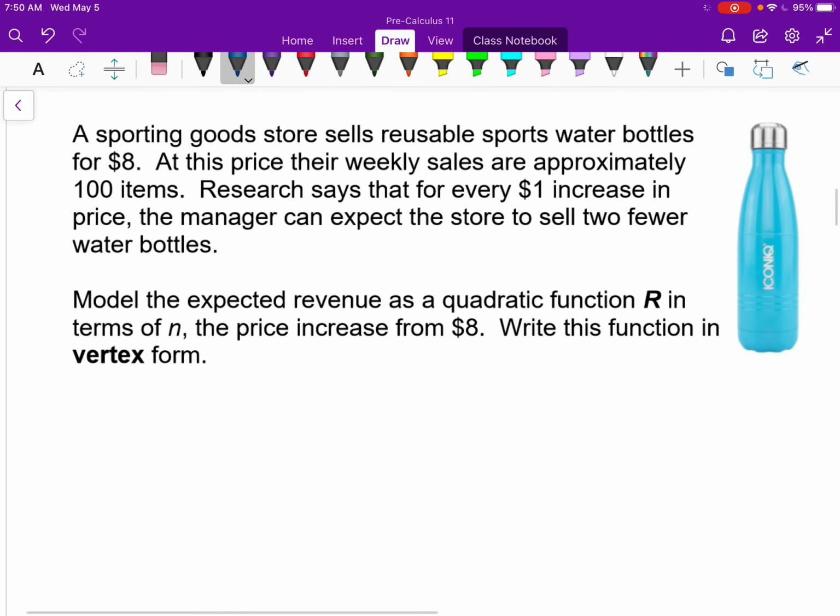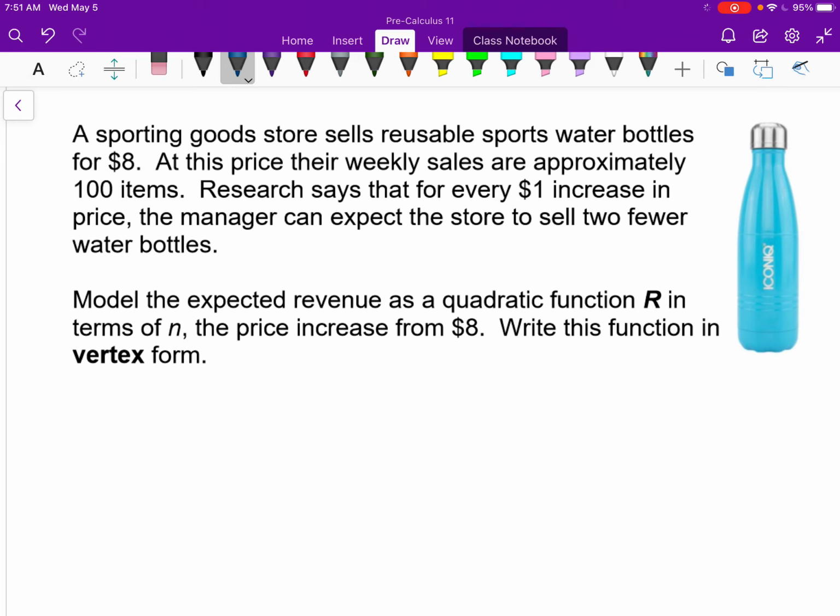So as it says here, a sporting goods store sells reusable sports water bottles for $8. At this price, they sell approximately 100 items per week. A survey of some sort says they predict that for every $1 they increase the price, they expect to sell 2 fewer water bottles, which makes sense. You raise the price, you expect you're going to sell less, but you make more on each. So it may not be inherently a bad idea to raise the price. Just like lowering the price is not always inherently a good idea. Yes, you may sell more, but you make less money on each.